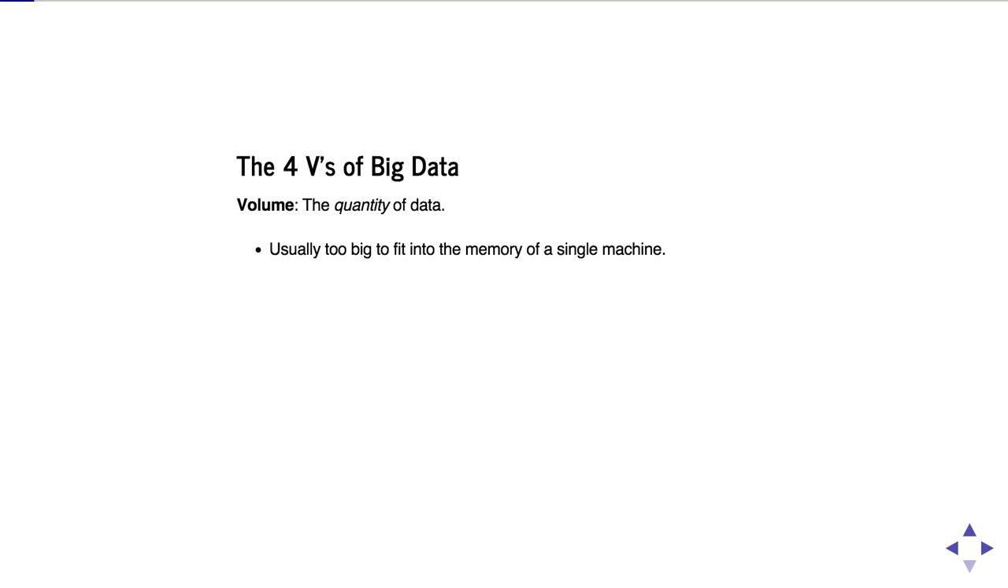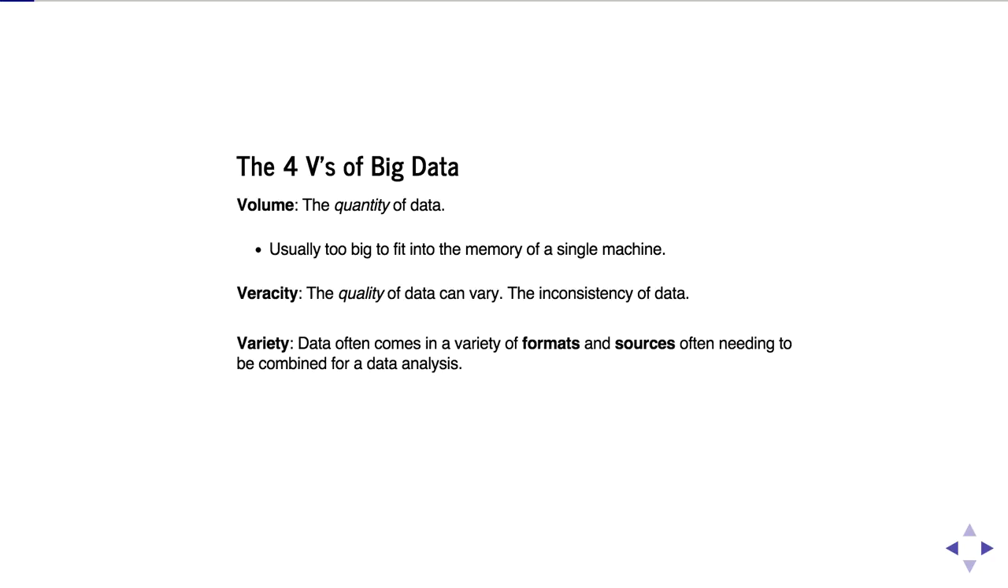First of all, volume is usually defined as too big to fit in memory. That could be gigabytes, terabytes, whatever you want. Variety is about formats and sources, and sometimes we need to combine various different sources into one data set, which is tricky and hard, for instance a web log and comma separated values. And velocity is the speed of the data, how much data is coming in at a time, and how fast you need to process it to get actionable intelligence.